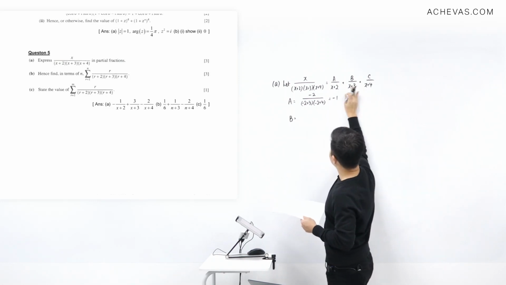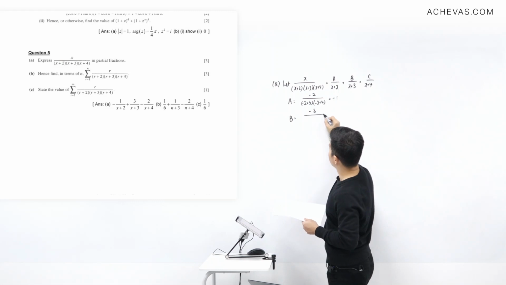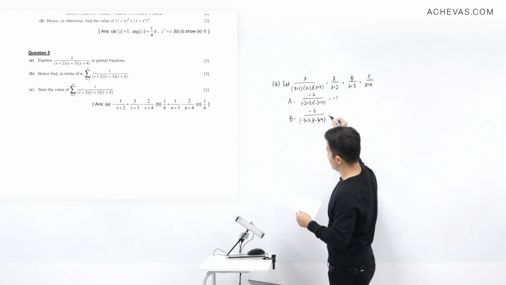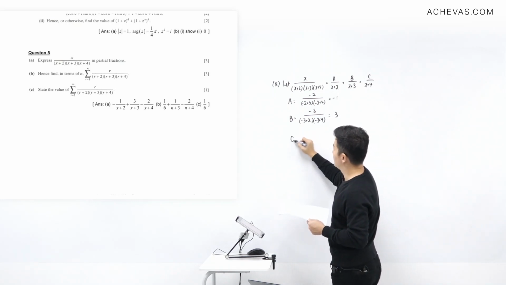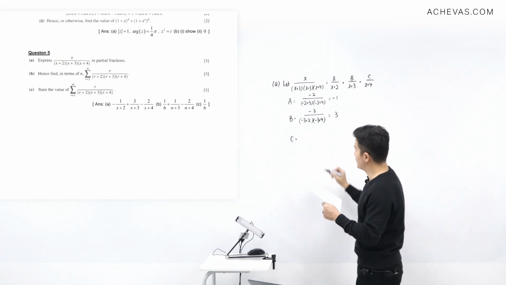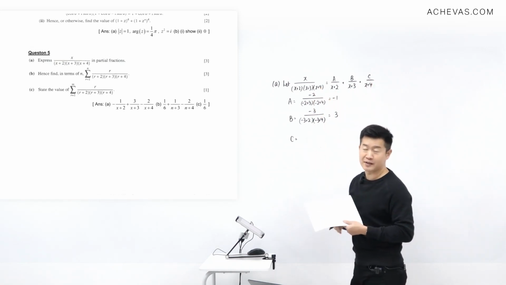For b, I'm going to be covering up x plus 3, and I'll let the rest of the x be equal to minus 3. So minus 3 divided by minus 3 plus 2. Then removing this, considering just this, minus 3 plus 4. b here is equal to 3. And let's find out what c is. c here is equal to, again using the cover-up rule, we are going to be covering up x plus 4.